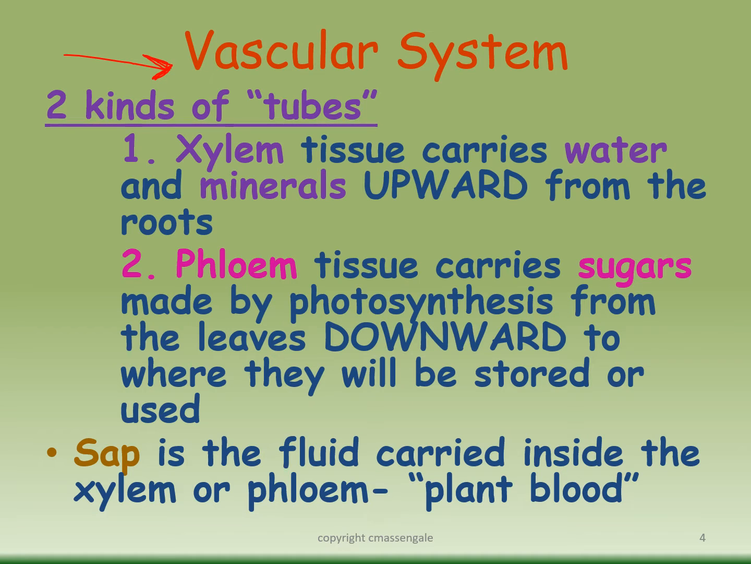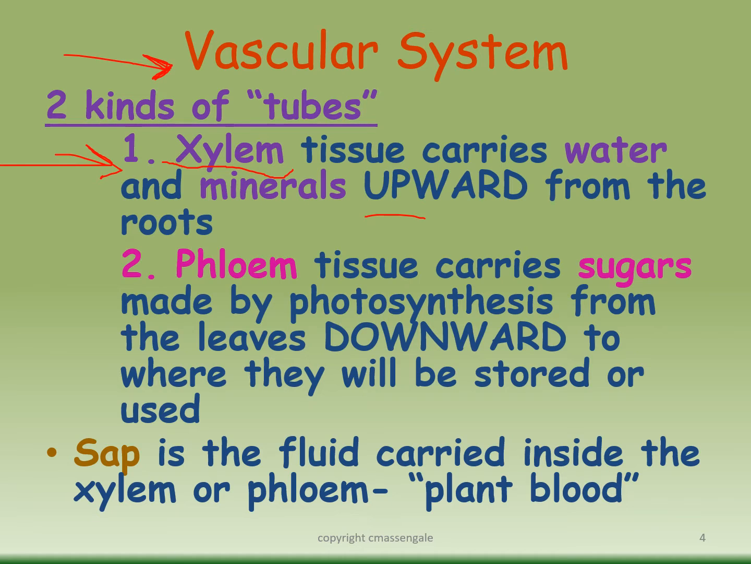So the first kind is called xylem. Xylem, and it's with an X. Xylem tissue is going to carry water and minerals up. Xylem goes up. So they're going to go up from the roots. They're going to gather the water out of the ground, the minerals out of the ground into the roots, and carry them up through the plant.